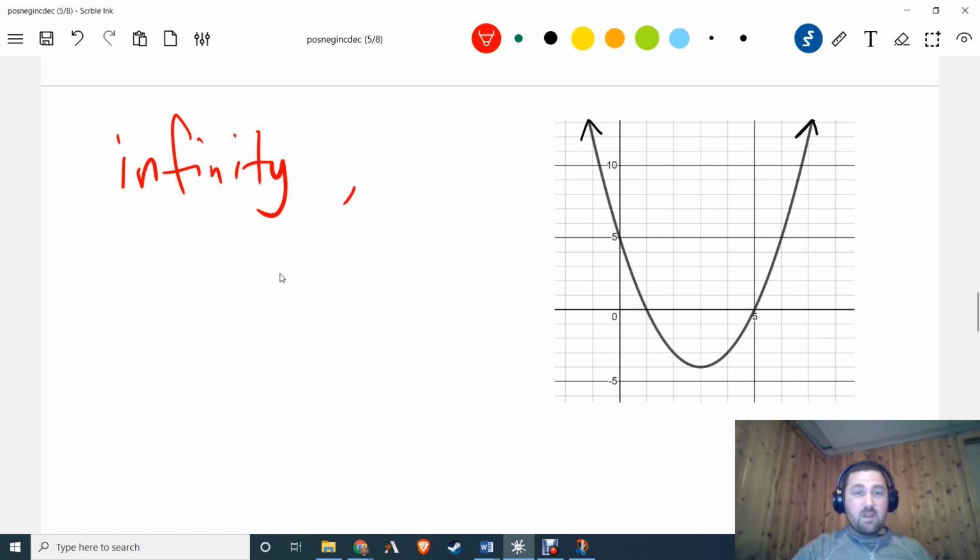Reminder, the symbol for infinity is this little sideways 8. Let me do a better job of that. Boom, sideways 8, infinity. That's the infinity symbol.